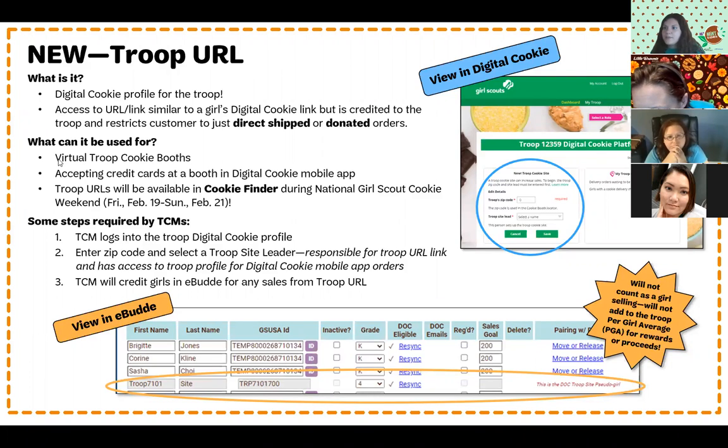Okay, so do TCMs need a separate digital cookie account for their child? You will still have a digital cookie profile for every single girl in your troop regardless. In addition to that, you will also have the troop digital cookie profile. So yes, you will have a separate one. And from right here, you will be able to toggle between the two accounts. They do make it kind of easy if you are the TCM and you have to toggle between your troop and your girl.